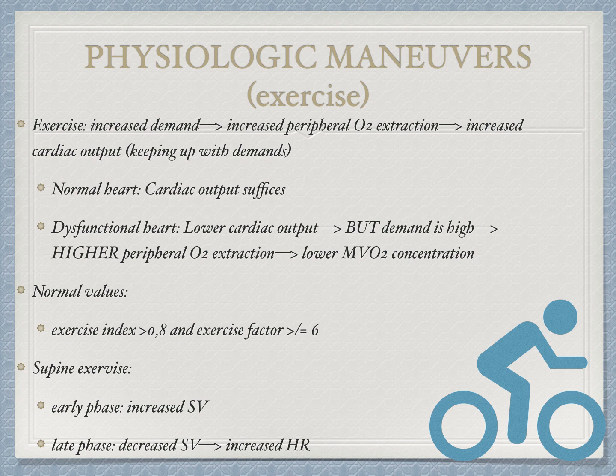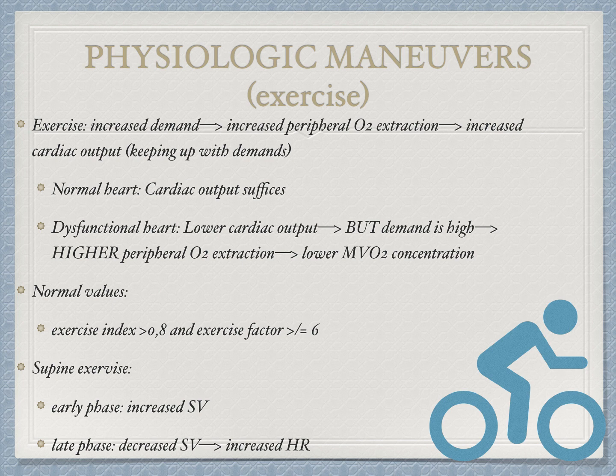What are normal values? An exercise index more than 0.8 and an exercise factor more or equal to 6. The exercise index is a linear relationship between cardiac output and oxygen consumption. If we know oxygen consumption, we could estimate what the cardiac output will be. So it should be more than 0.8. Exercise factor is that for every 100 ml oxygen consumption increase, the cardiac output should increase 600 ml. 600 over 100 is equal to 6.